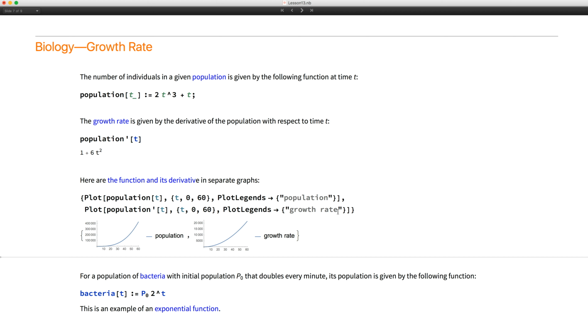Now, in practice, one might have a slightly different model. So for example, if you talk about the growth of bacteria, then it might happen that the population doubles every minute, for example, in which case you might get a formula like the initial population times 2 to the power t, and that's what is called an exponential function.